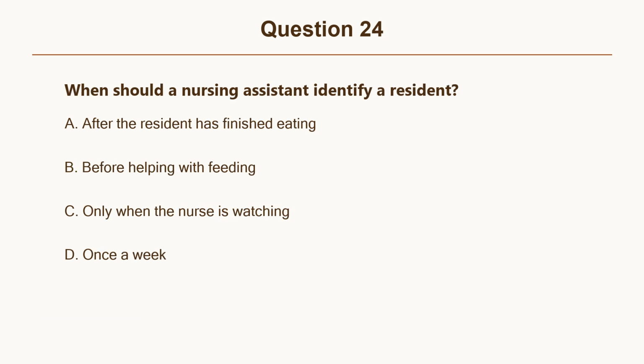Question 24. When should a nursing assistant identify a resident? Option A, after the resident has finished eating. Option B, before helping with feeding. Option C, only when the nurse is watching. Option D, once a week. The correct answer is option B, before helping with feeding.